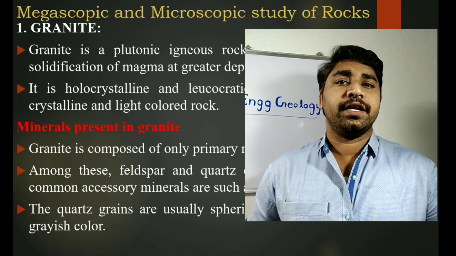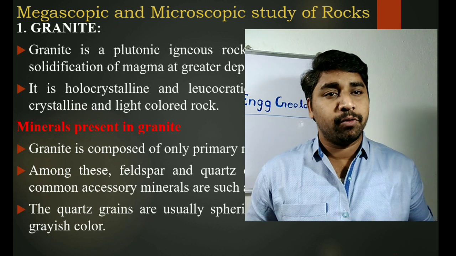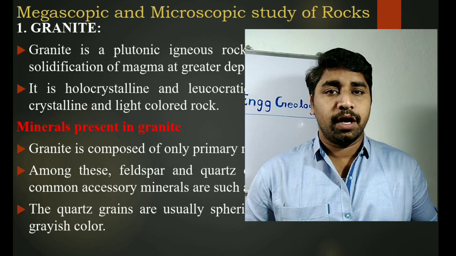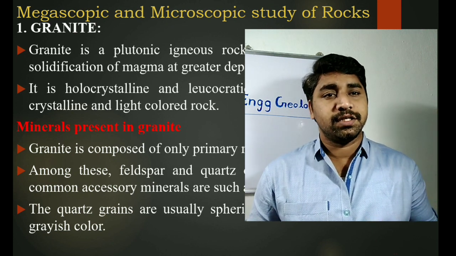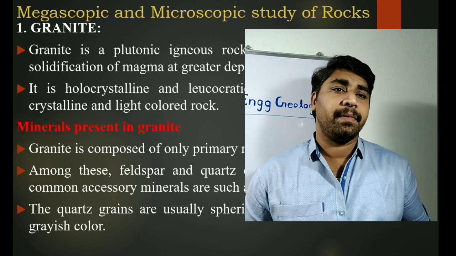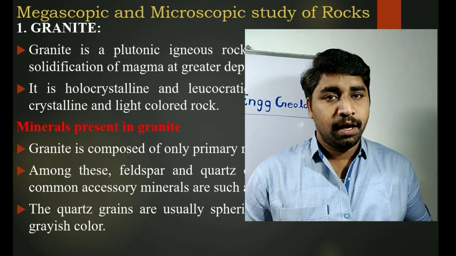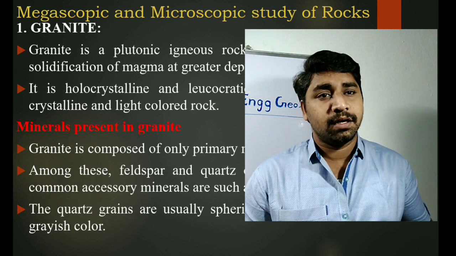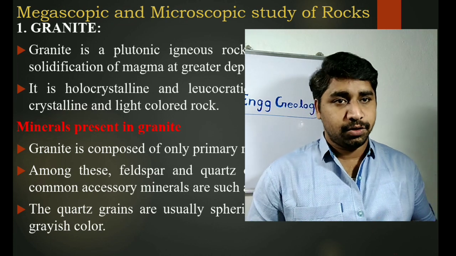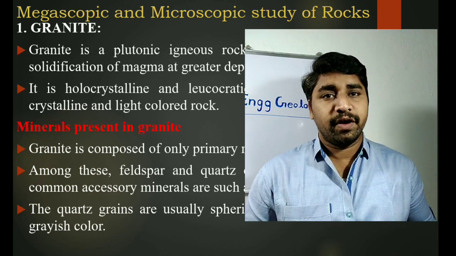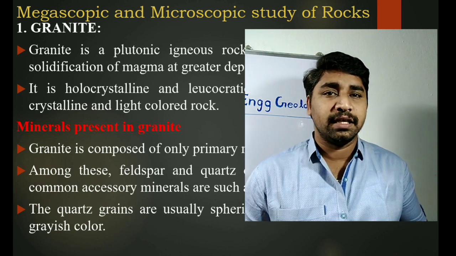In this video, we are going to discuss the megascopic and microscopic properties of rocks, especially igneous rocks. Among the igneous rocks, we have many varieties. Mainly, granite is one of the major igneous rocks, available in plenty in the world. Along with granite, we have basalt and pegmatite. All these are igneous rocks, and we are going to study them in detail in this video.